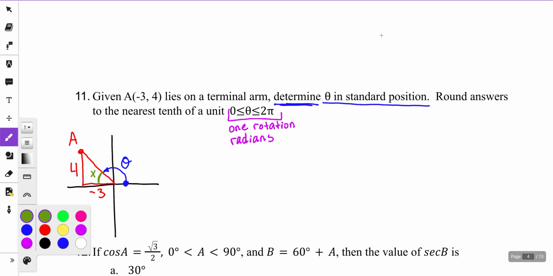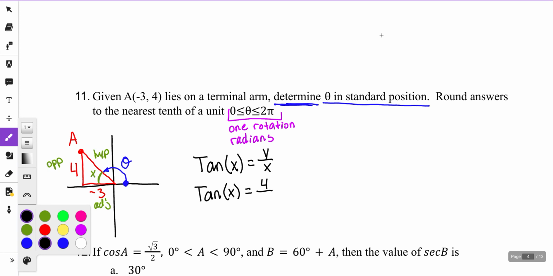To find x, I'm going to do SOHCAHTOA. That means this is my opposite, this is my adjacent, this is my hypotenuse. Opposite and adjacent means I'm using tan. Tan is y over x, right? Opposite over adjacent. That means tan of x equals 4 over negative 3. This is when you do that second tan, right? So inverse tan, and they switch spots.